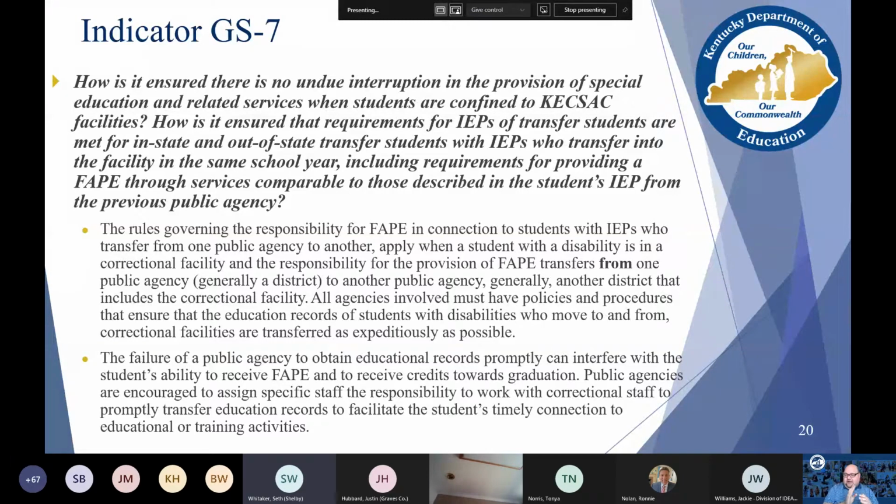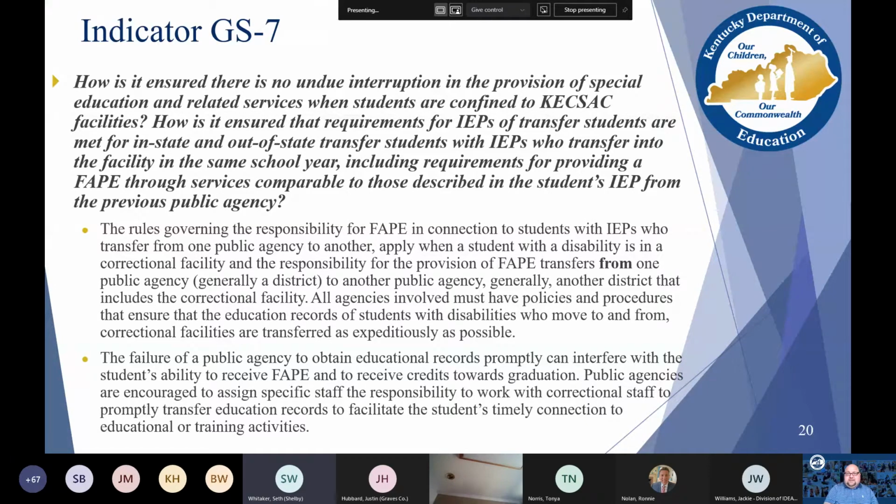The failure of the public agency to obtain records promptly can interfere with the student's right to receive a free appropriate public education and to receive credits towards graduation. And you all know transcripts, and IC has made this a lot better, and those transfers in IC have made it a lot better. But you all know it's a lot harder, particularly as kids get transferred from here to here and you've done a transfer request.